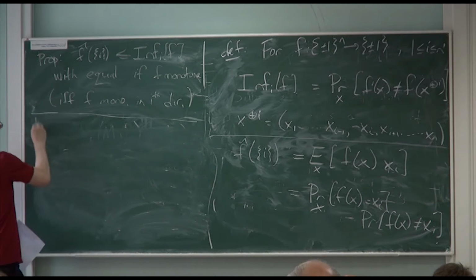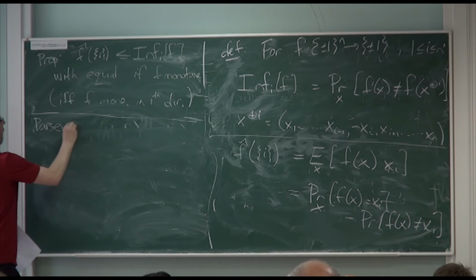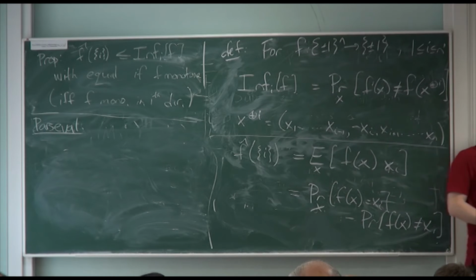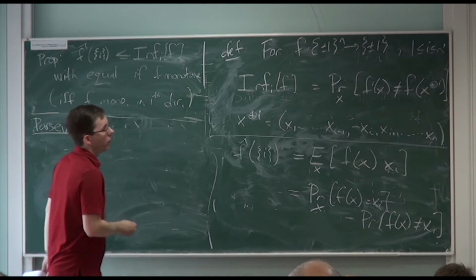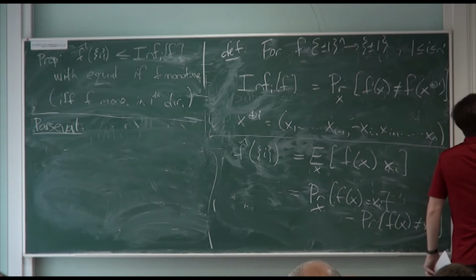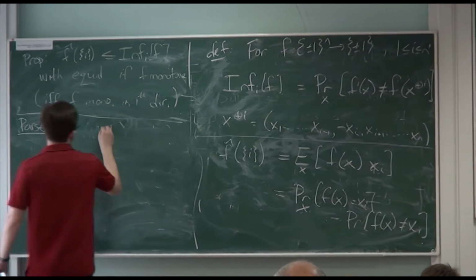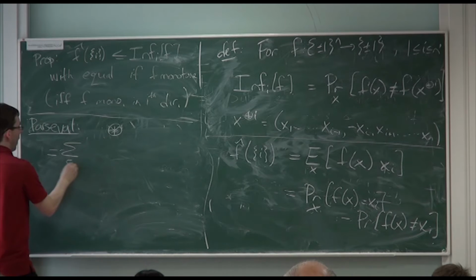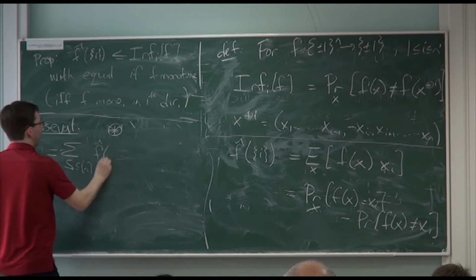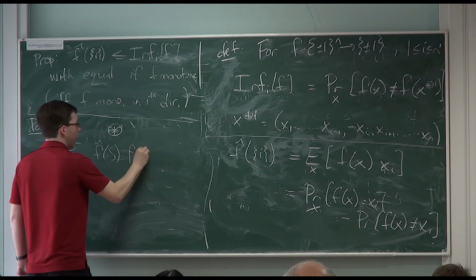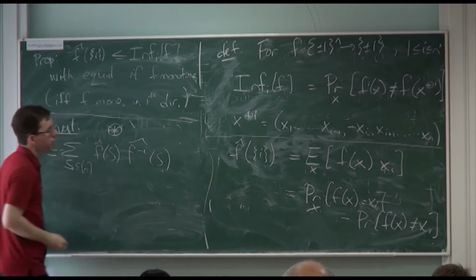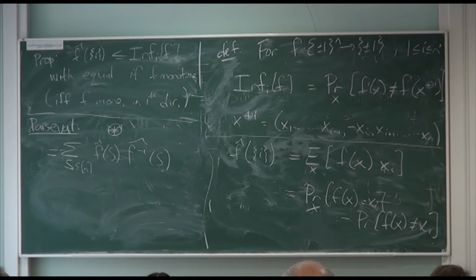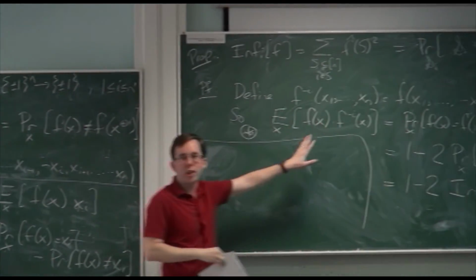So I'm going to use this Parseval formula that tells us that whenever you have the correlation between two functions, it's also the correlation between the Fourier coefficients. So if I call this star, it equals the sum over all sets S of f hat S times f minus I hat S. Okay. So now if we could only understand the Fourier coefficients of f minus I, we'd be in good shape.